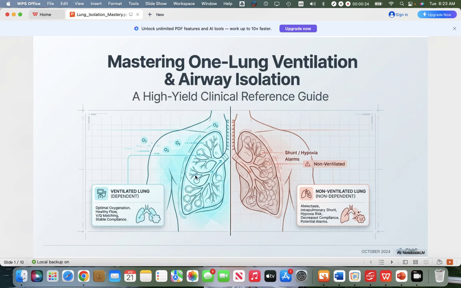One will be the ventilated lung, the dependent lung, and the other lung is the non-dependent lung. The ventilated dependent lung has optimal oxygenation, healthy flow of oxygen and CO2, and there is no ventilation-perfusion mismatch; the ventilation-perfusion match is normal, with stable compliance. While the second one has shunt and hypoxia, so that is the difference between the first one and the second one. The non-dependent lung has intrapulmonary shunt, hypoxia risk, decreased compliance, and potential alarm.